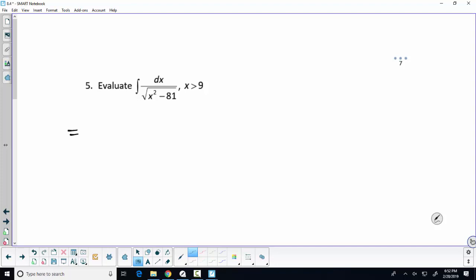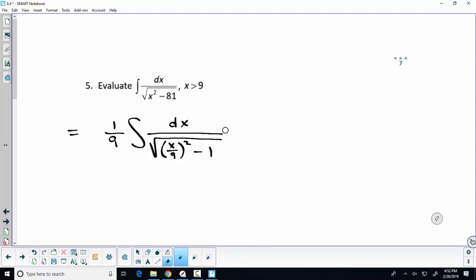So factor out like we have been doing. The 81 gets factored out. Square root of 81 comes out as 1/9. So this is dx over the square root of x over 9 quantity squared minus 1. And then what would our substitution for this one be?